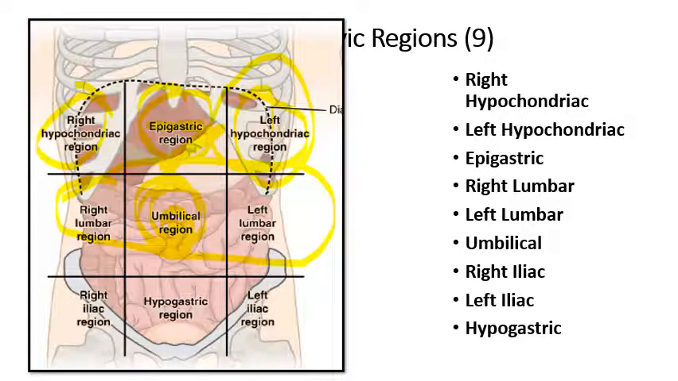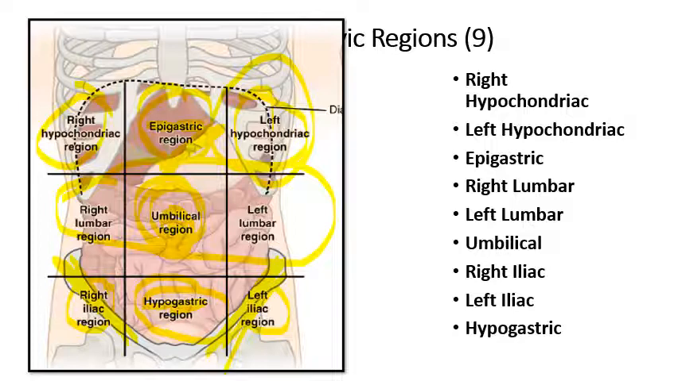And so we have the right and left lumbar regions, and then we have the right and left iliac regions. So iliac refers to this bone here, which is called the ilium, sorry. So the left and right iliac regions refer to the hips, basically where you find the left and right hip bones. And then of course the area below the stomach in the center is referred to as the hypogastric region.